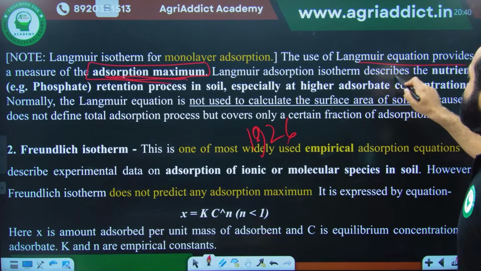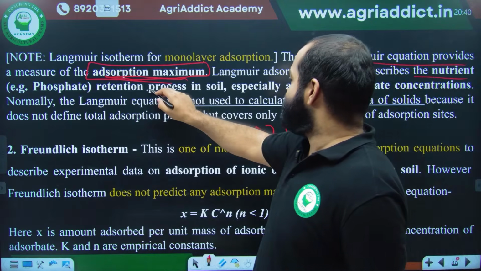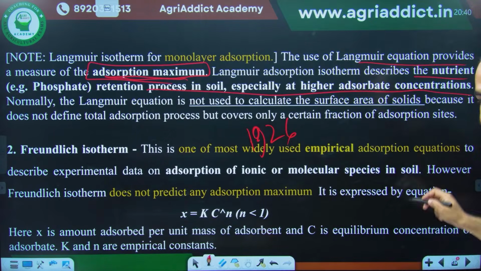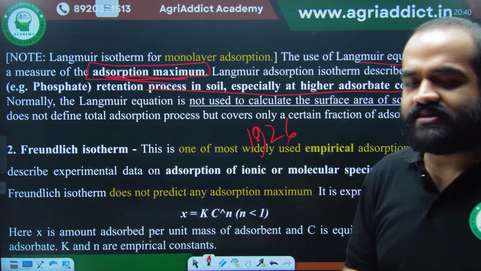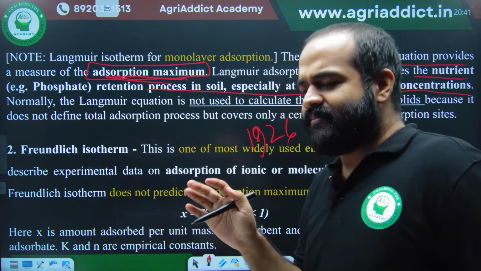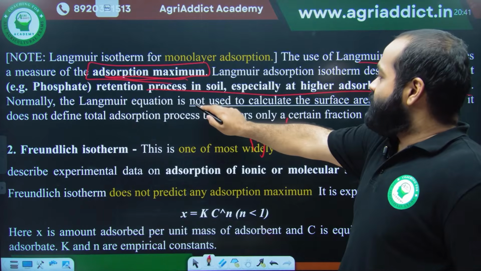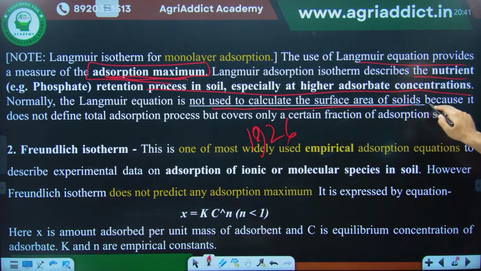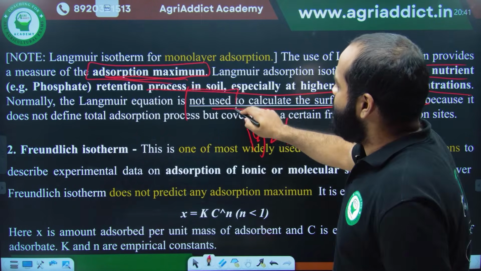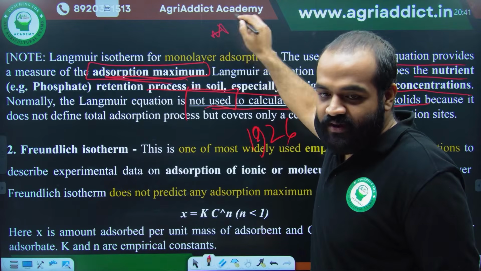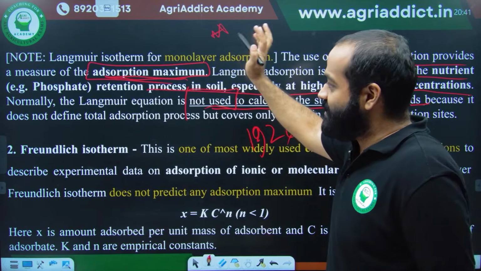Langmuir adsorption isotherm describes the nutrient retention process in soil, especially at higher adsorbate concentrations. So at higher adsorbate concentrations, it somewhat fits, but majorly the assumptions do not fit. Normally, the Langmuir equation is not used to calculate the surface area of soil. This part of this PPT, every word is a question. I'm telling you, every word is a question.